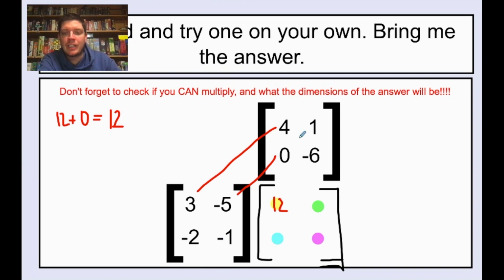Okay, for this green one, this is going to be too much for my eyes. Let's go ahead and erase these. Okay, so green. 1 times 3. Notice I'm using the second column, first row. So 1 times 3 is 3, plus negative 5 times negative 6 is 30. 3 plus 30 is 33.